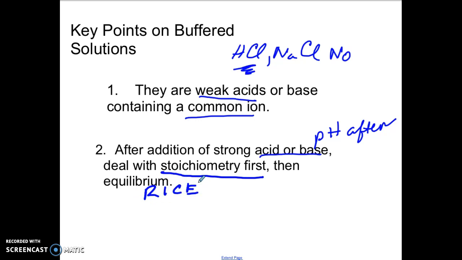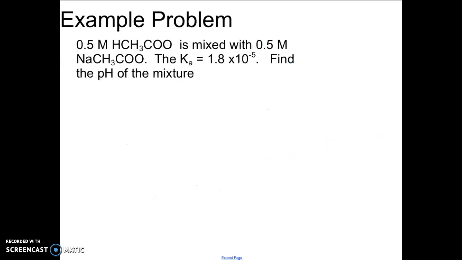And in your textbook, I'm not covering that, you will want to look at example 15.3. You're going to want to look at that example because it's having you calculate the pH after you've added acid or base. So that would be a good thing to take a look at. You can see how they're doing the stoichiometry first, followed by the RICE table.